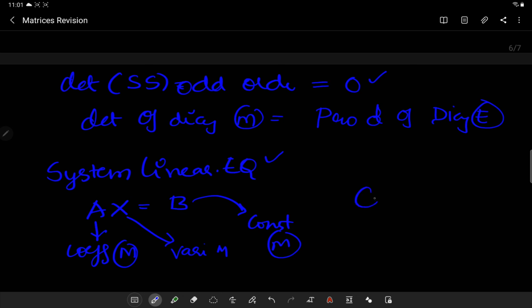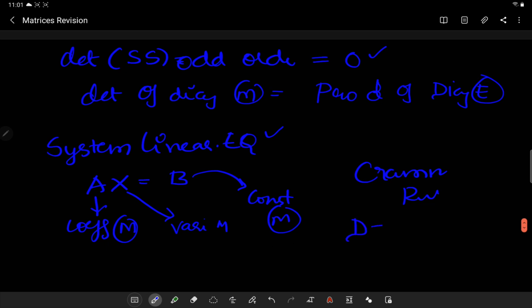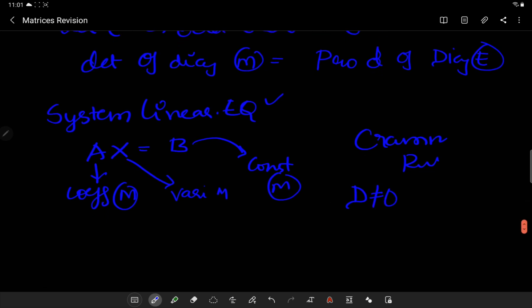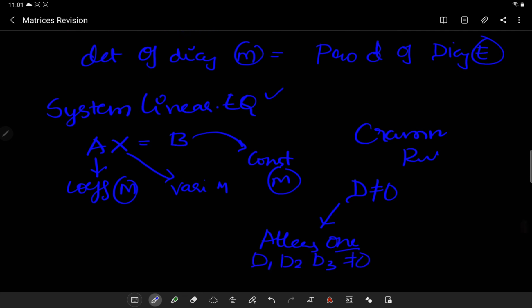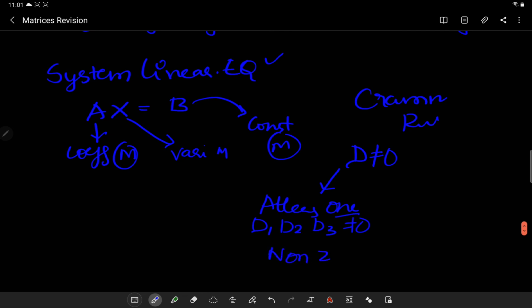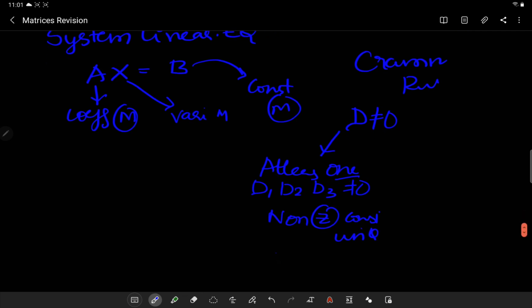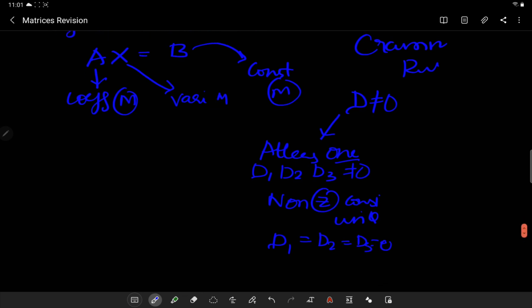Now as per Cramer's rule, if the determinant is not equal to 0, we will be having at least one solution. If d1, d2, d3 are not equal to 0, I will be having a non-zero, consistent, unique solution. Now if d1 is equal to d2 is equal to d3 is equal to 0, then I will be having a zero or consistent trivial solution.